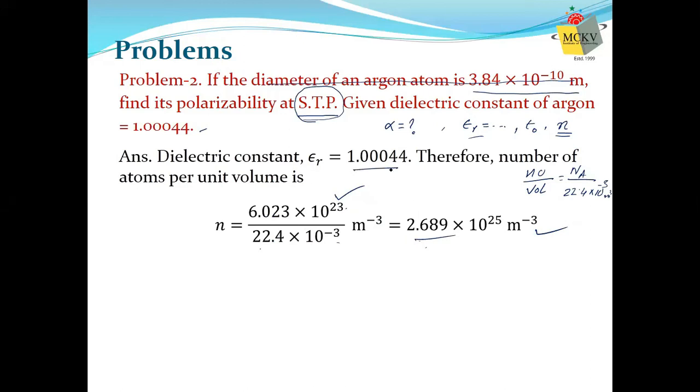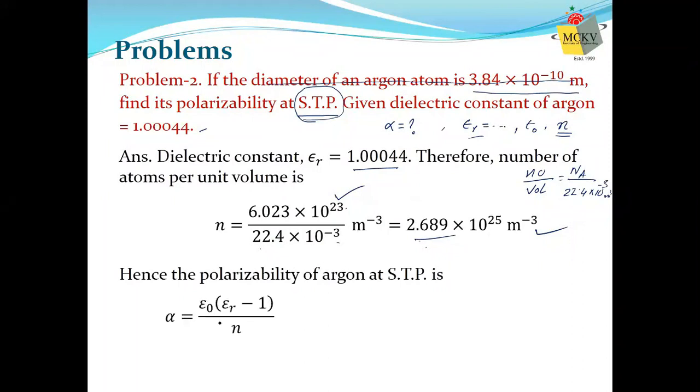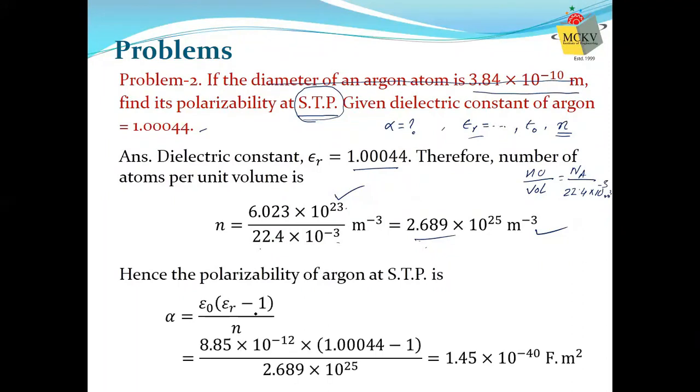Epsilon r is given. So from that we can easily calculate alpha. Now put the values. So alpha comes out to be this. Generally, if you check the practice material, the atomic polarizability will be of the order of 10 to the power minus 40 SI unit, Farad meter square.